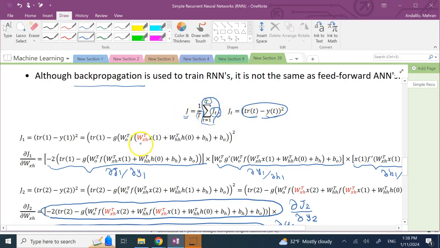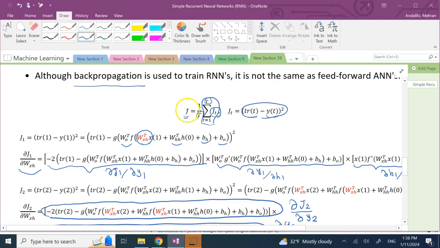Optimize with respect to what? With respect to these weights. This one, this one, this one, this one, and this one. And so we need to find the partial derivative of this J with respect to these weights. Now here, I'm just going to show you how to do it with respect to this WXH, which is in the hidden layer, and that's one of the harder ones to calculate. How would you do that?